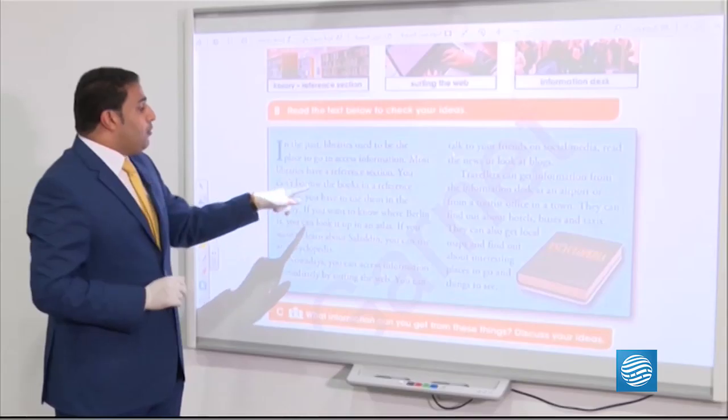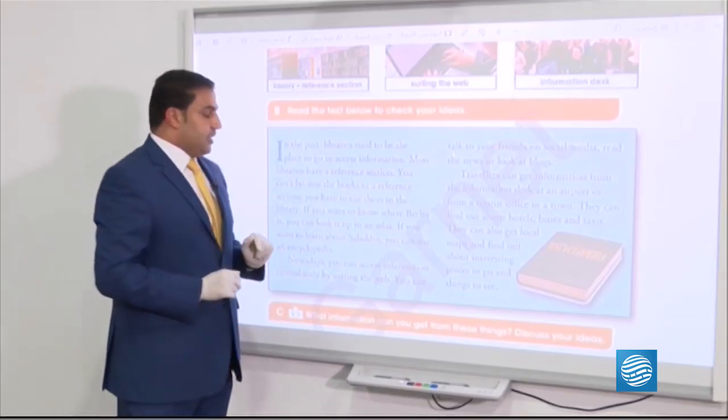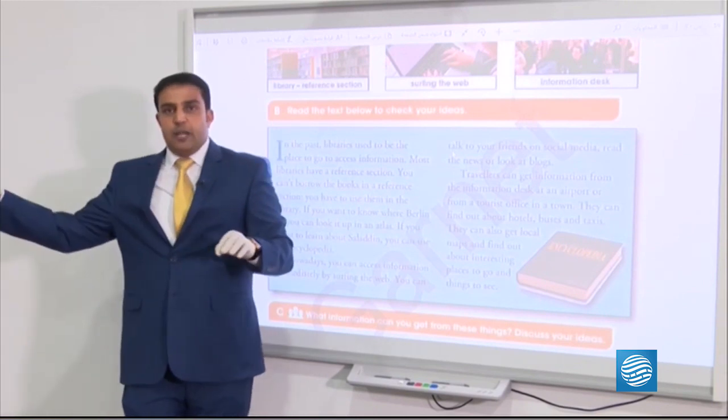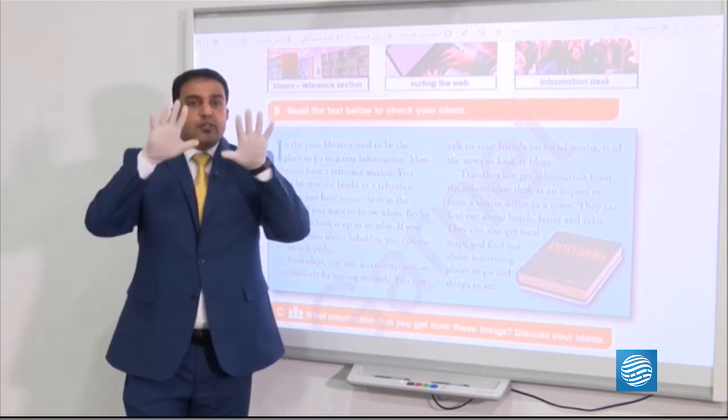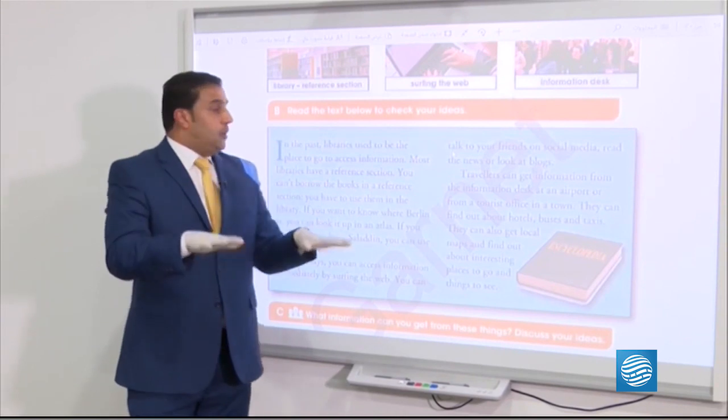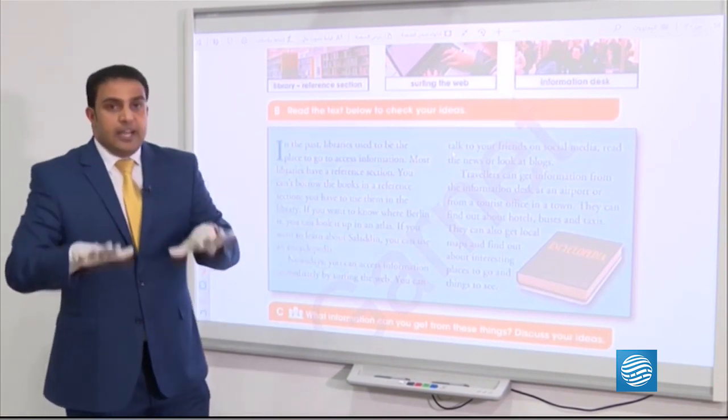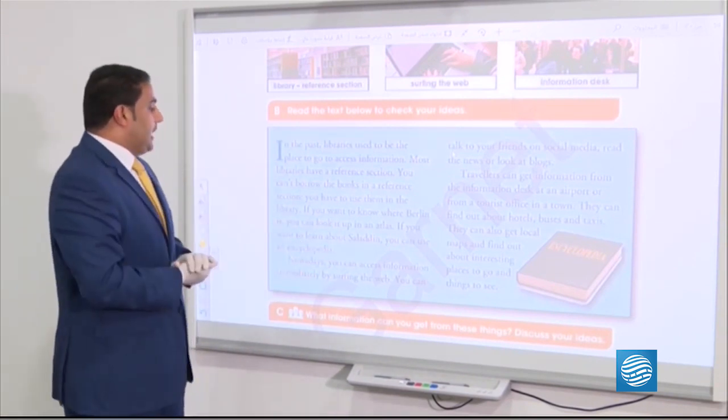You can't borrow the books in the reference section. You can't take them out of the library. You just stay in the reference section and read, and then put it back on the shelf.